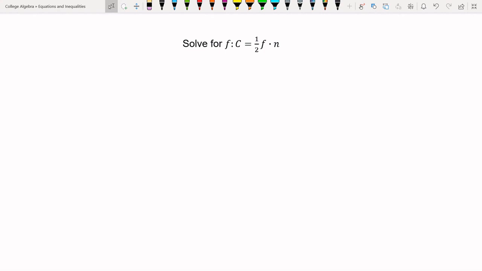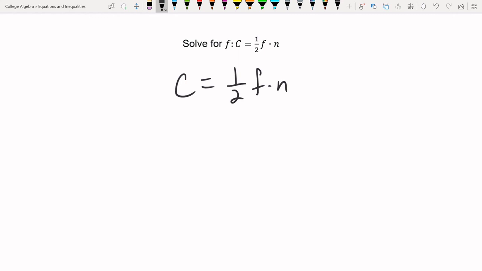All right, the last few are less about applications and more about solving formulas, as they're called. This is a formula. It's not really a linear equation, but you solve it kind of the same way. We're going to solve this equation for f. C equals 1/2 f times n. We're solving it for f, so we want to get f by itself.